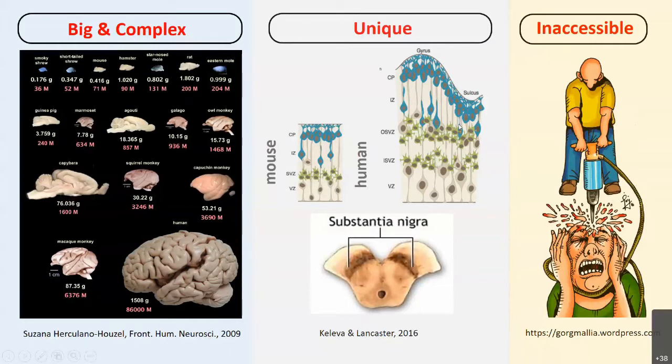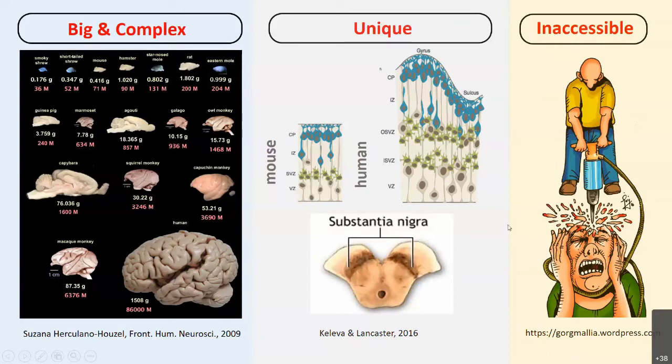One is in the developing brain. You have structures known as the OSVZ zones that's uniquely present in the primate and above. It's virtually absent in the mouse or rat brains.